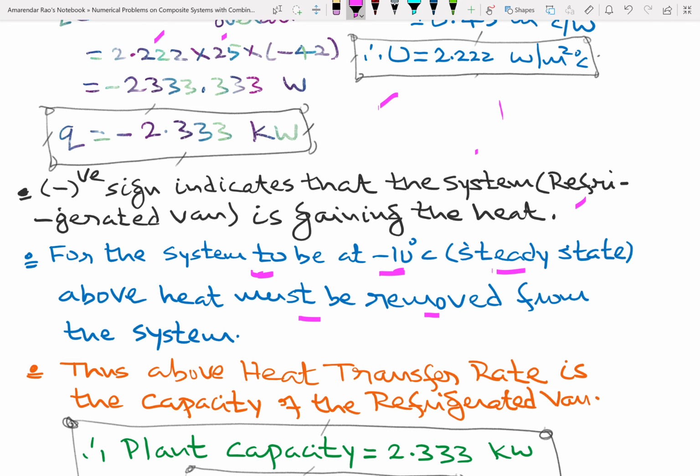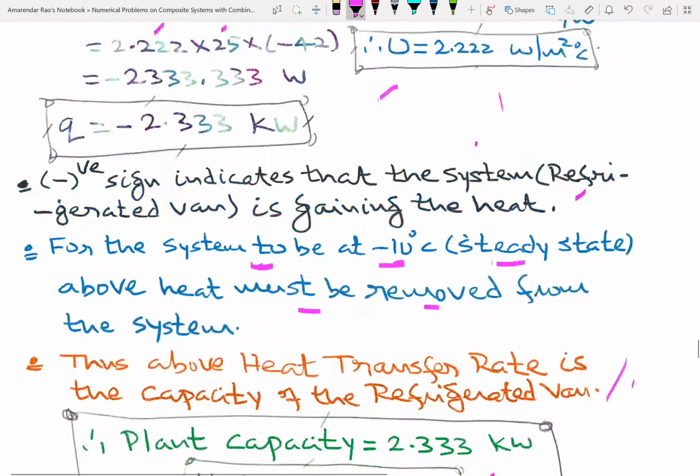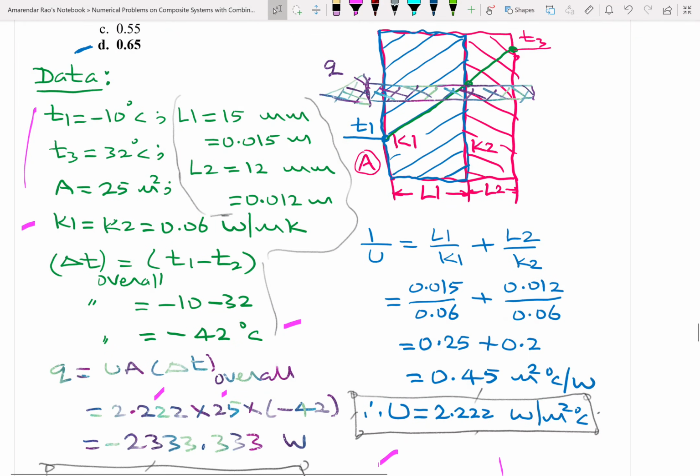Thus, the above heat transfer rate should be equal to the capacity of the refrigerator van. So, plant capacity is 2.333 kilowatts, and we know that 1 ton of refrigeration is 3.5 kilowatts. Therefore, the plant capacity in tons of refrigeration will be 2.333 by 3.5, which is going to be 0.666 tons of refrigeration, which is very, very close to option D.